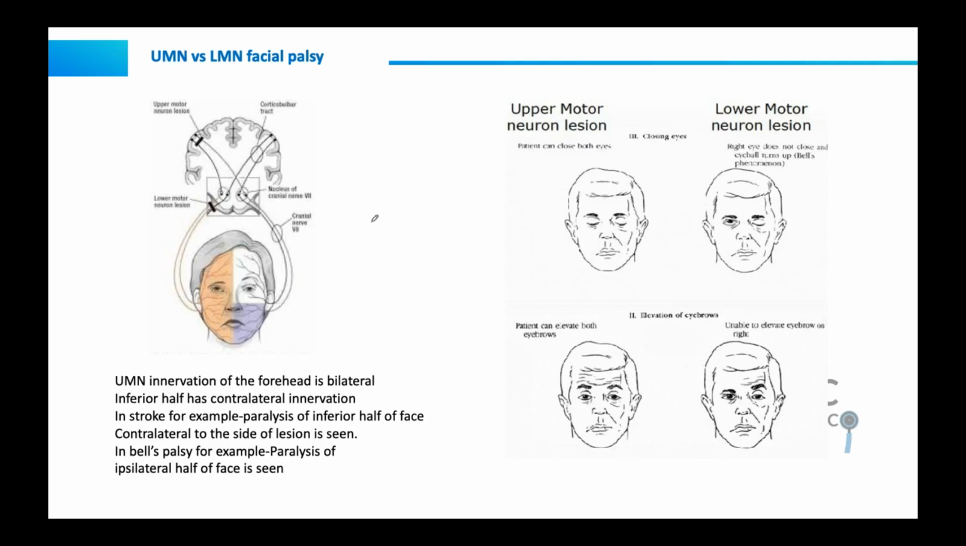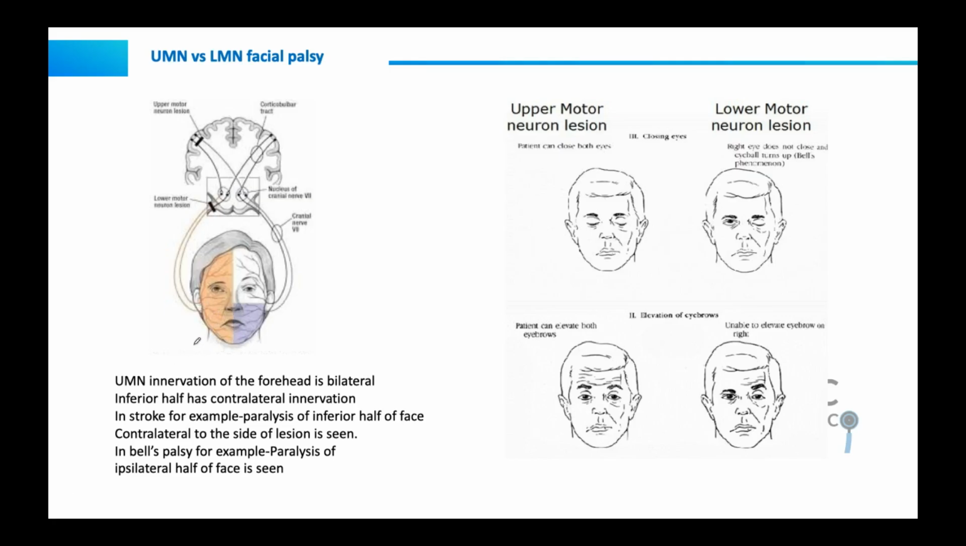So what is your take home when I say this? You need to understand one important thing. When it comes to the upper motor neuron innervation of the forehead, it has bilateral innervation. That is, the fibers are coming from the ipsilateral half and also from the contralateral half. So it has a bilateral innervation, but that is not the case with the lower half of the face. The lower half of the face only has contralateral innervation.